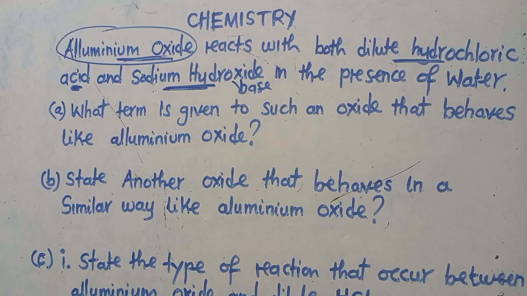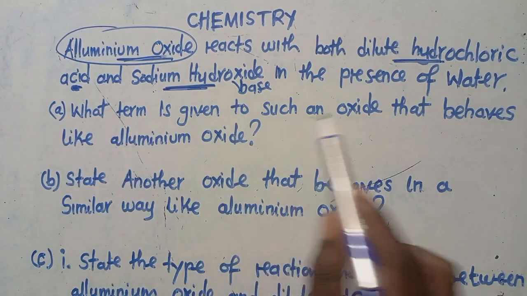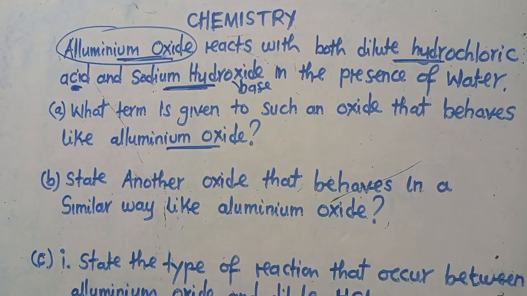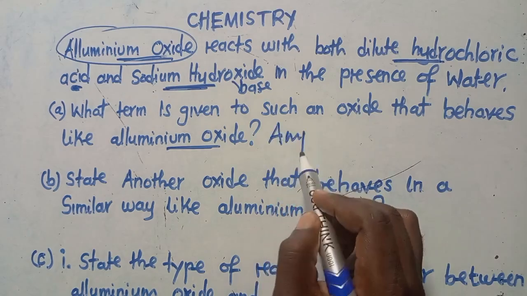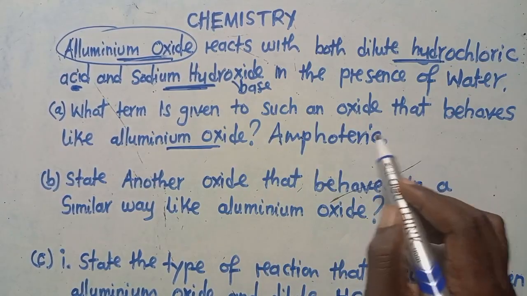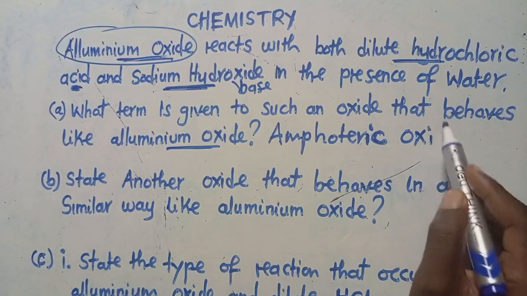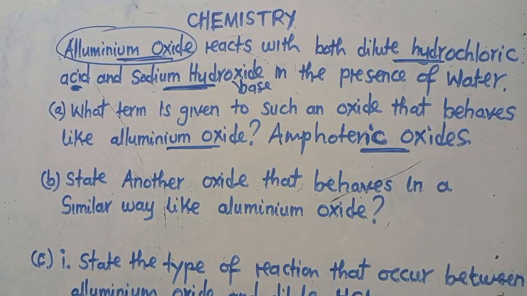The first question that we are given here, what term is given to such an oxide that behaves like aluminium oxide? I'm just from telling you, this one is called amphoteric. So we get to call it amphoteric oxides. So these ones are called amphoteric oxides. You are done, just like that. We now move on to the other question.